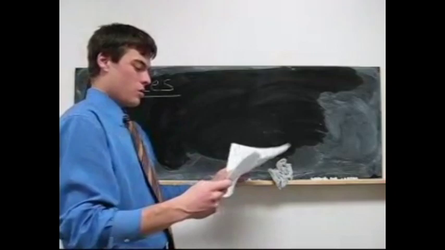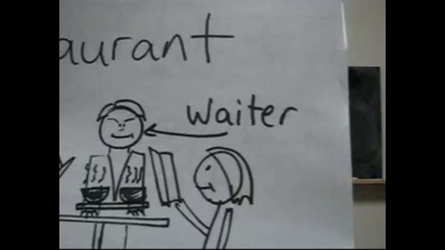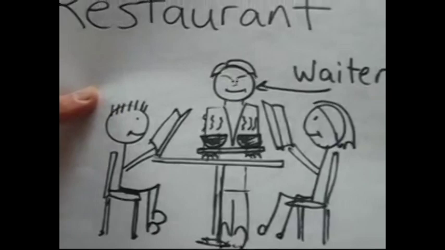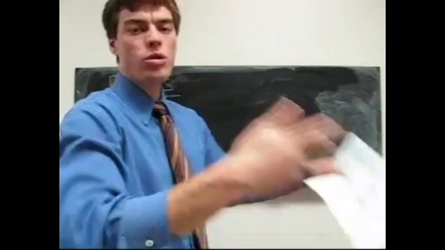So, we also have the restaurant. The restaurant. And here is the waiter. And here is the man and the woman, and they are at the restaurant. Here's the food that they ordered. They say, food, food! They order the food. Okay? Let me write that down.